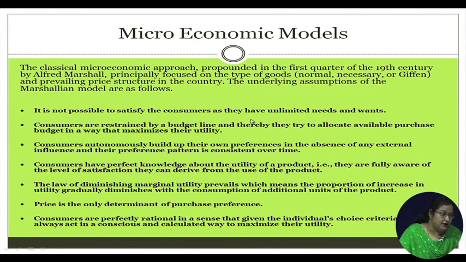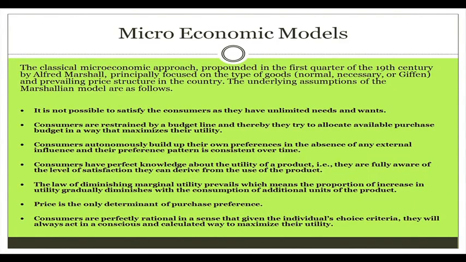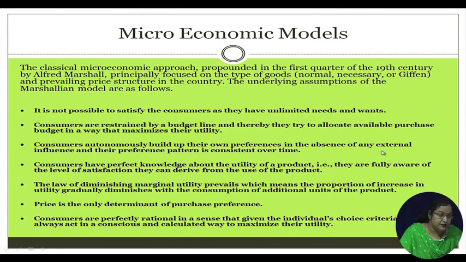that it is not possible to satisfy the consumers as they have unlimited needs and wants. Consumers are restrained by a budget line, that is a fixed monthly income or a fixed allocation of resource for consumption, and thereby they try to allocate all the available purchase budget in a way that maximizes their utility given a budget constraint. Now, consumers autonomously build up their own preference in absence of any external influence, and their preference pattern is consistent over time.